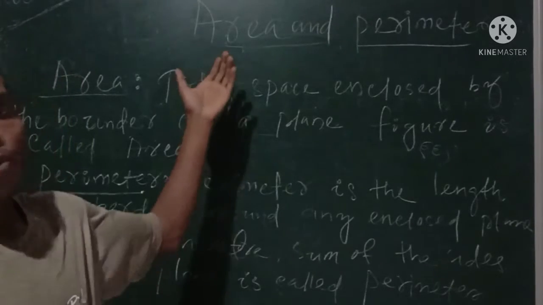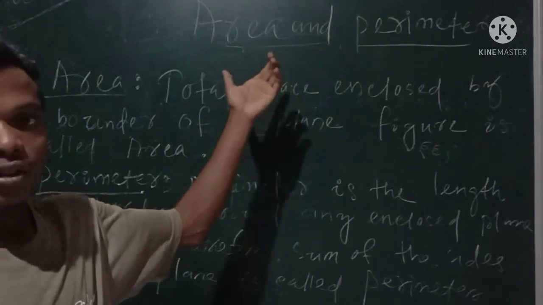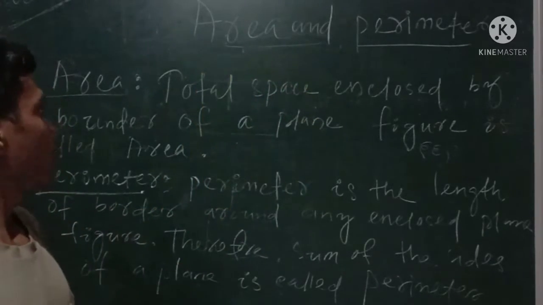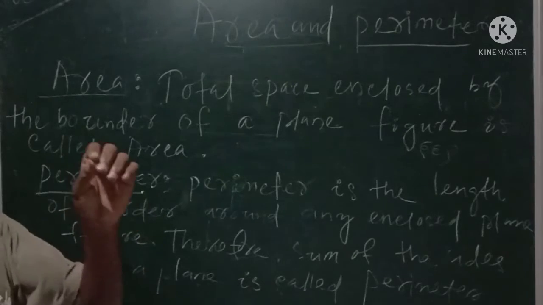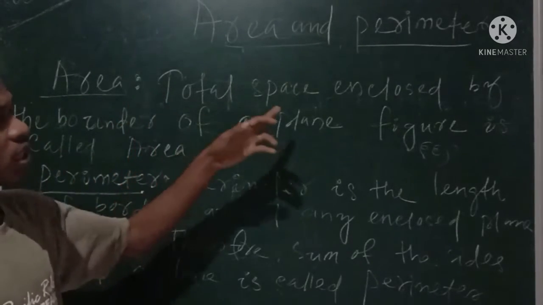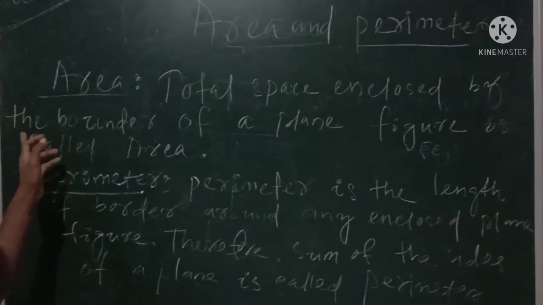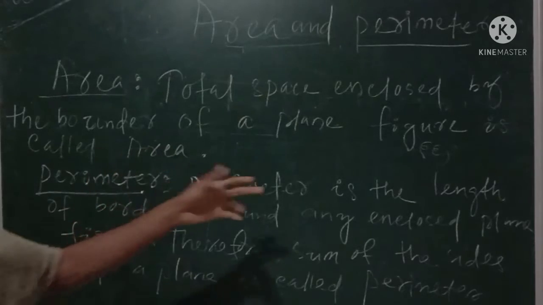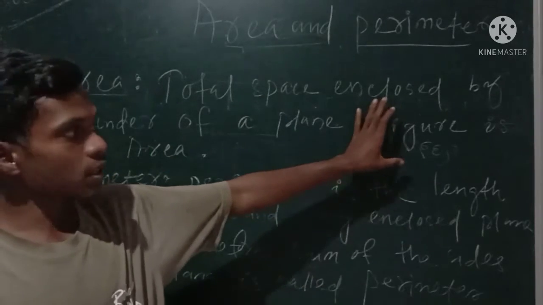Today we will discuss area and perimeter. That is a very important chapter for any competitive exam. What is the area? Area is the total space enclosed by the boundary of a plane figure. It's called area. Figure means chitra in Odia.